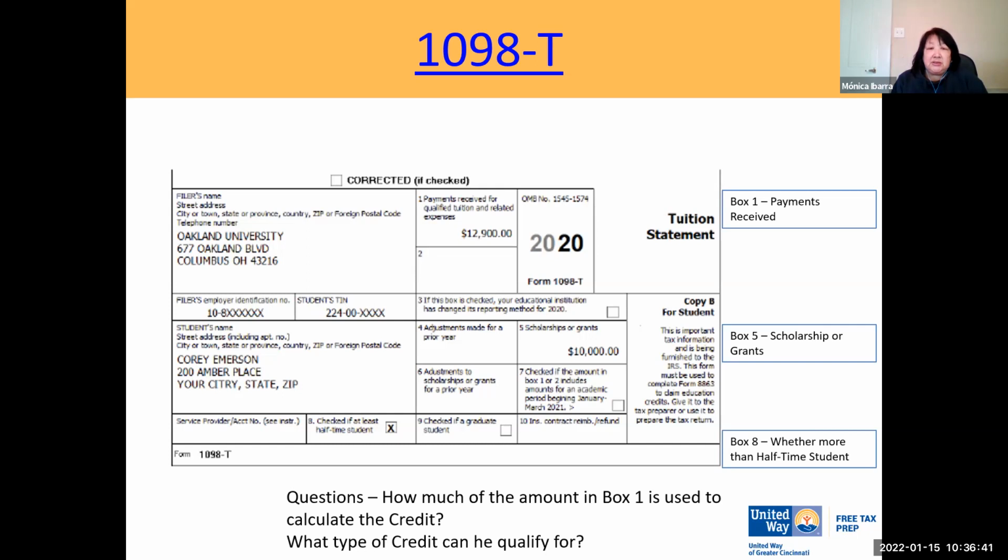So, you'll want to make sure that you look up what qualified educational expenses are and what are not included. You'll see at the bottom, box 8 is checked for that the person is at least a half-time student. Right? So it's generally box 1 minus box 5 is the amount that you're claiming as expenses. And if there's anything outside of that, so long as it's qualified, you can do that. Okay, and then you'll have to ask the questions to see, is this a Lifetime Learning or is this an American Opportunity Credit?